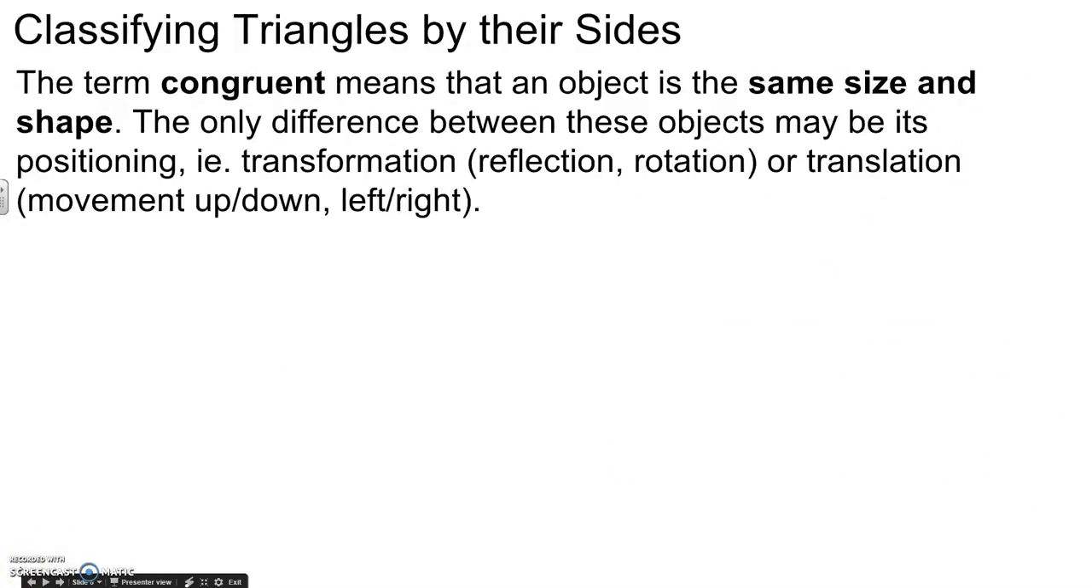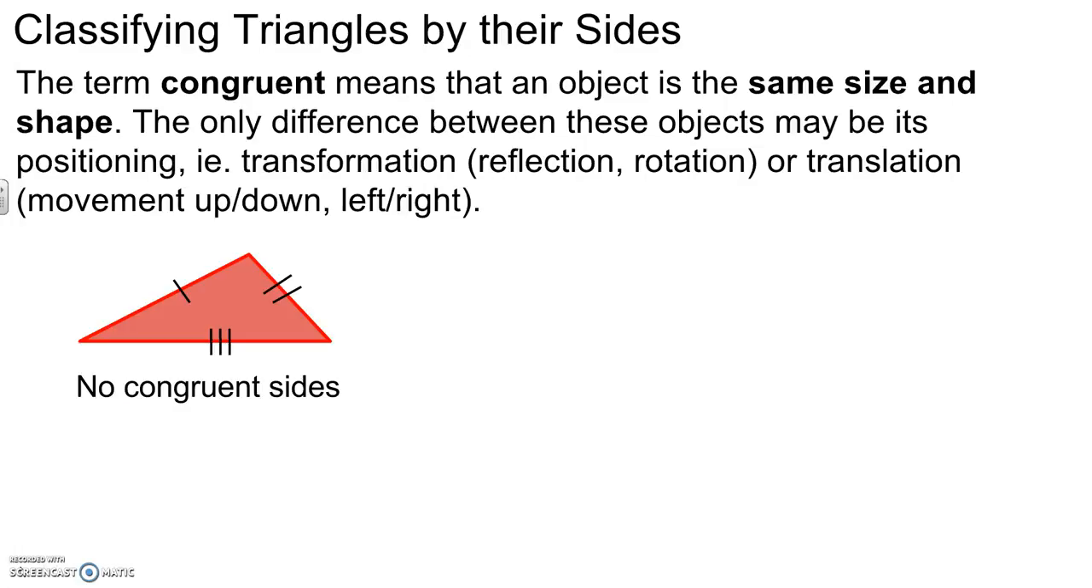There are two ways for us to classify triangles. What that means is to state what type of triangle they are. The first way is to classify triangles by their sides or side lengths. The term congruent means that an object is the same size and shape. The only difference between these objects may be its positioning, i.e. a transformation, which is a reflection or a rotation, or a translation, which means moving an object up or down or left or right.